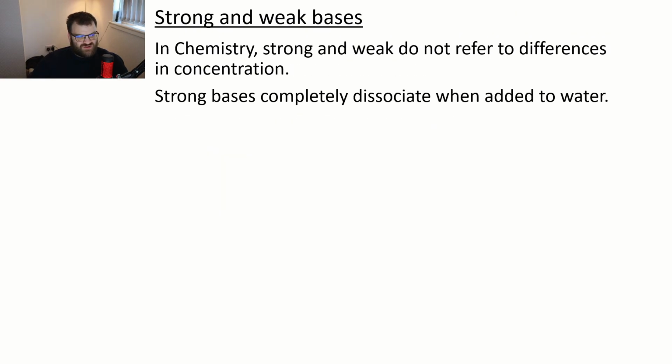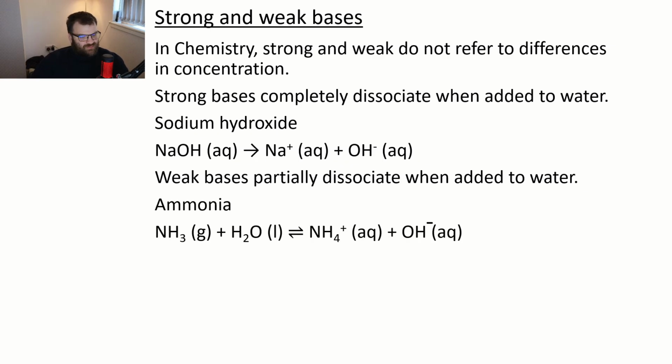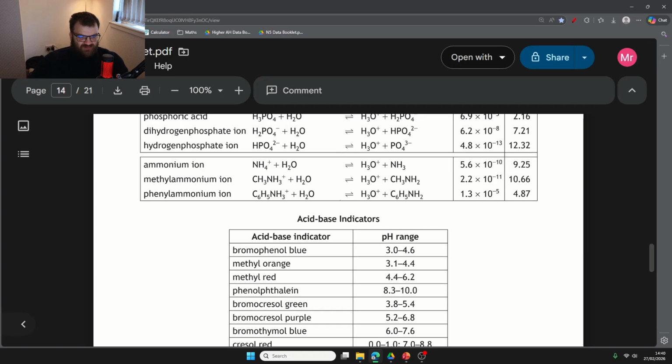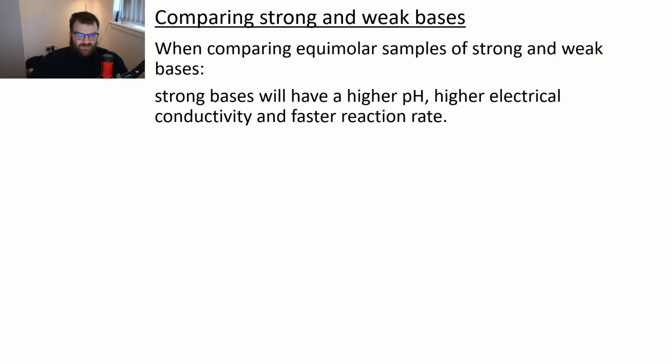Bases, same idea. Strong bases will completely dissociate, and then weak bases partially dissociate. Ammonia is a really good example of a weak base, probably the most common one that would get picked. We have a couple of them at the bottom of page 14, and that can help guide you with what to write. When you're comparing them, your strong bases would have a higher pH, they would have a higher conductivity and a faster reaction.